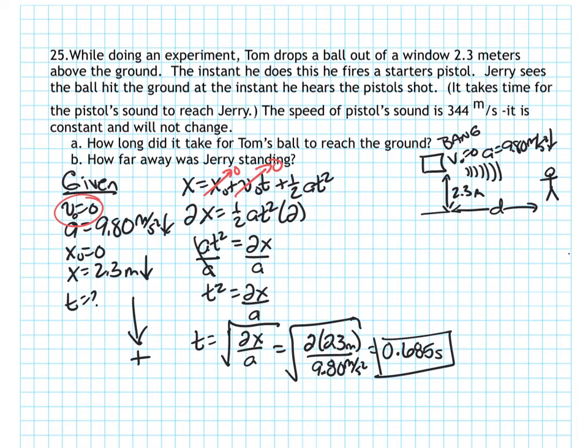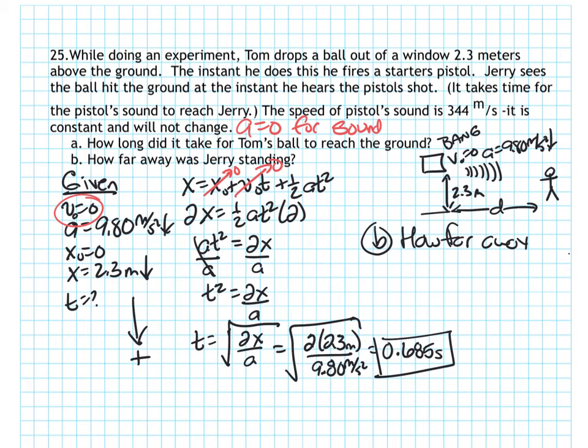Next question was, how far away is Jerry standing? So for B, I'm looking for how far away. Okay, how far away? Well, it says that the speed of sound is 344 meters per second and it's constant. So if it's saying that it's constant, that's going to mean that the acceleration for the sound wave is going to be equal to 0.